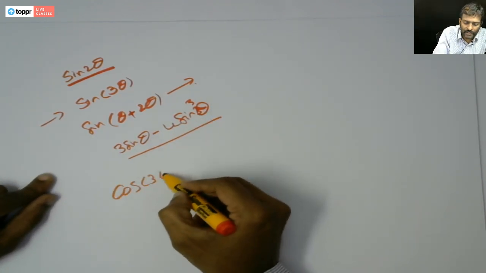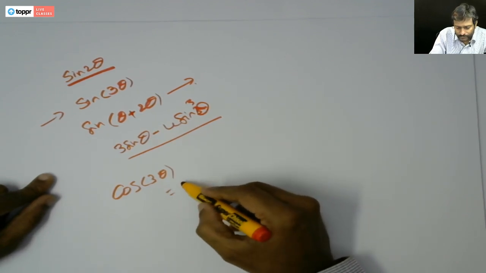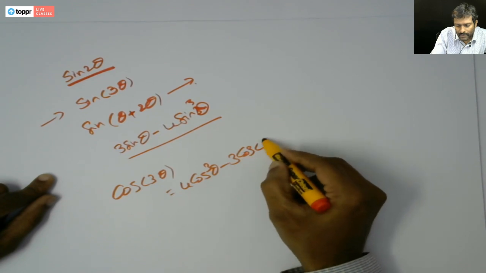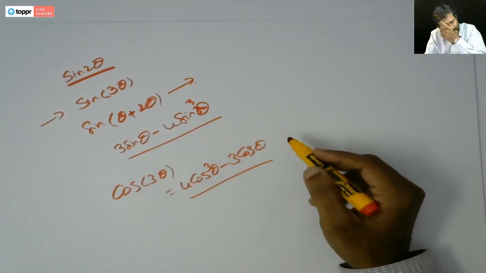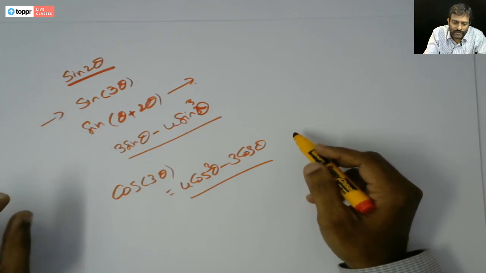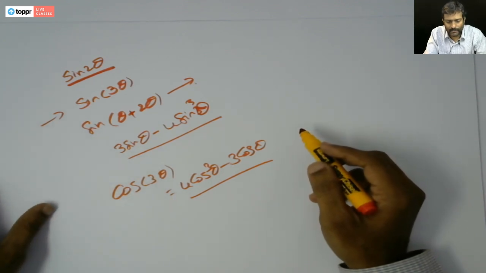And similarly, cos 3 theta will be 4 cos cube theta minus 3 cos theta. So these are also formulas. These are compound angles, where you have 3 theta. This also can be used in solving some problems.